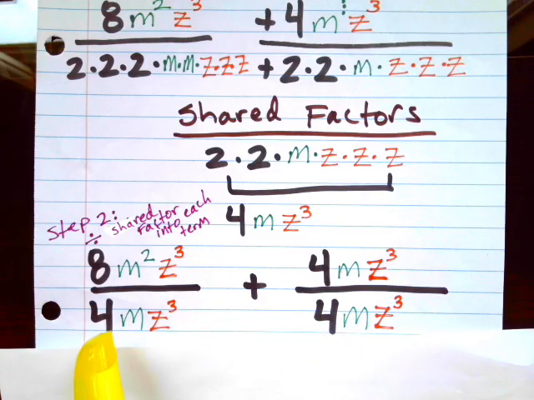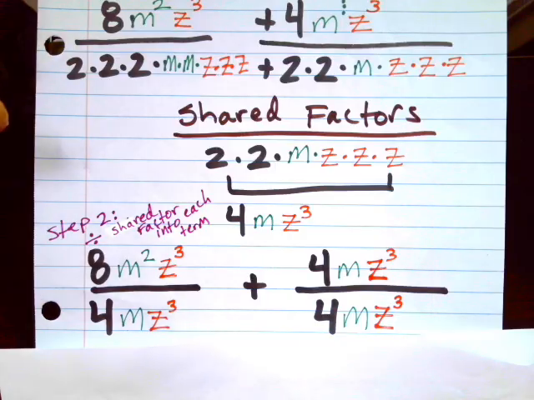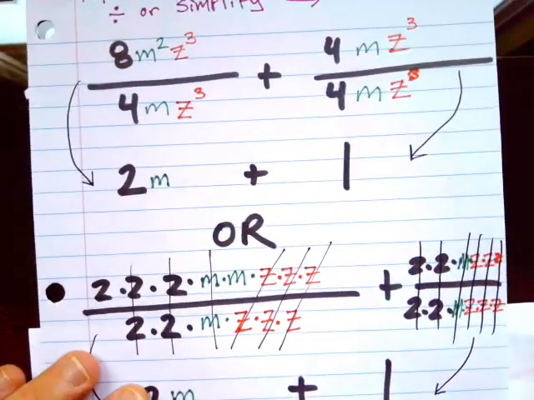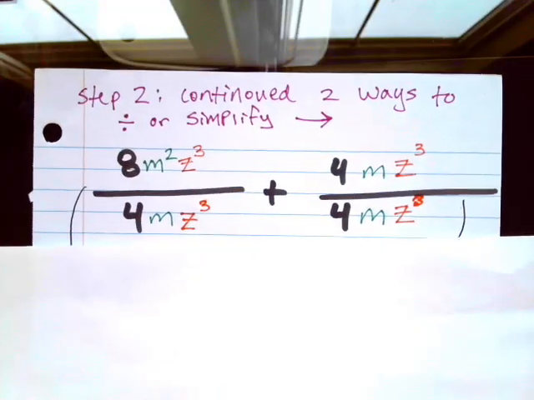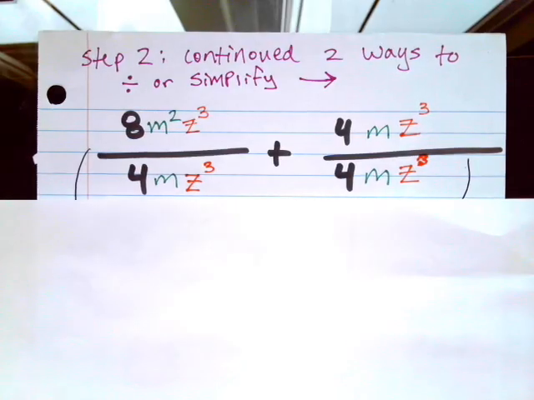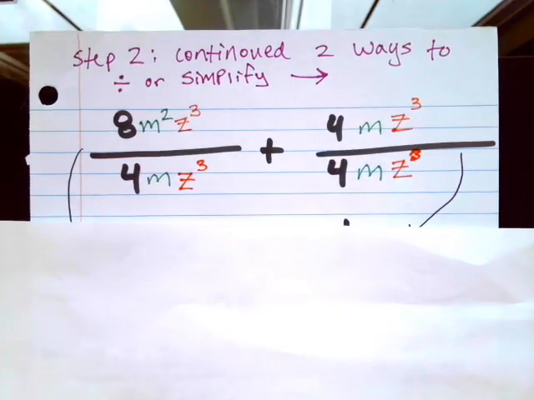What goes outside the parentheses? 4mz cubed goes outside the parentheses. Let's show you what I just spoke about, and I'd like to show you both methods. So we're going to continue to divide, and I'm going to show you two ways to do that.